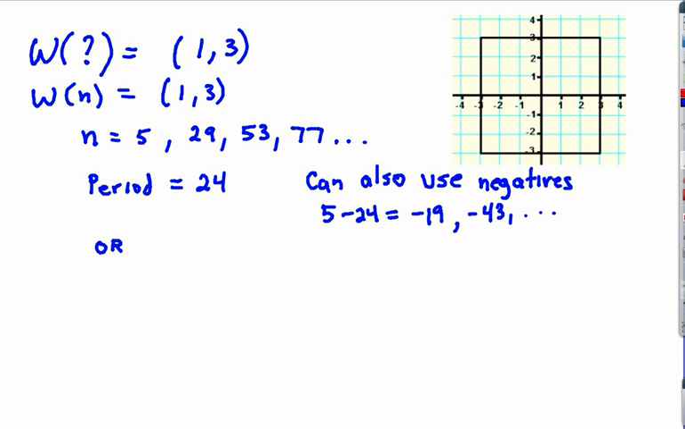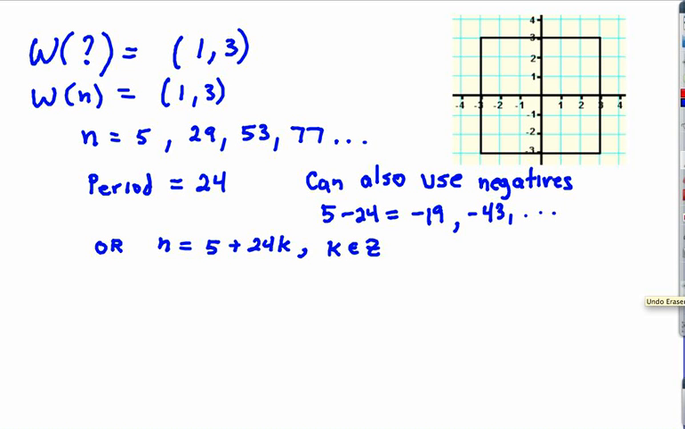But we can write that very neatly by starting with n can equal 5, or n can equal 5 plus 24 times any integer, because 24 times an integer is adding 1 or more periods, or in the case of negative integers would be subtracting periods. So a nice tidy way to write the answer for a wrap of what number makes 1, 3 would be 5 plus 24k, where k is an element of the integers.